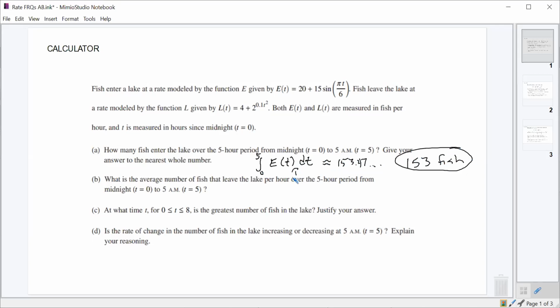And 1 point for the correct integral setup and 1 point for the correct answer. And so anytime you're given a rate and you want the amount of that thing, just integrate it. Any questions there on part A?